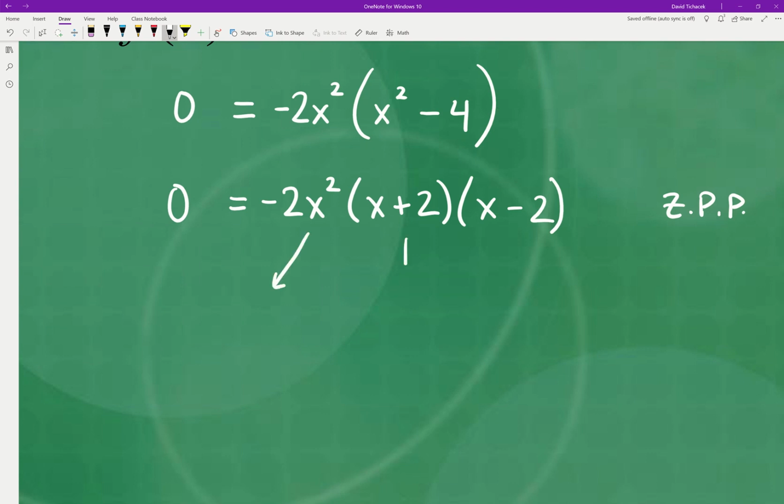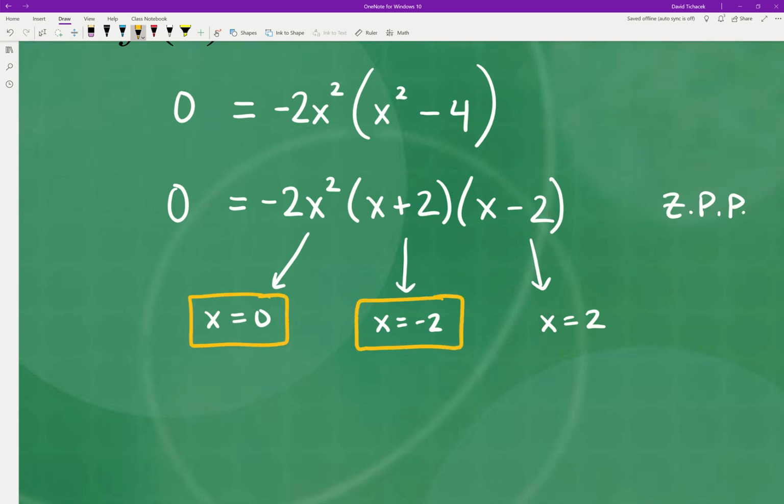So I'm going to end up with 3 different zeros. I'm going to have x is equal to 0 itself, x is equal to -2, and x is equal to +2. I'm just getting these numbers based on that relationship between the 0 being x is equal to a and the corresponding factor being x minus a. In other words, I'm basically changing the sign of whatever you see in the algebraic factor.